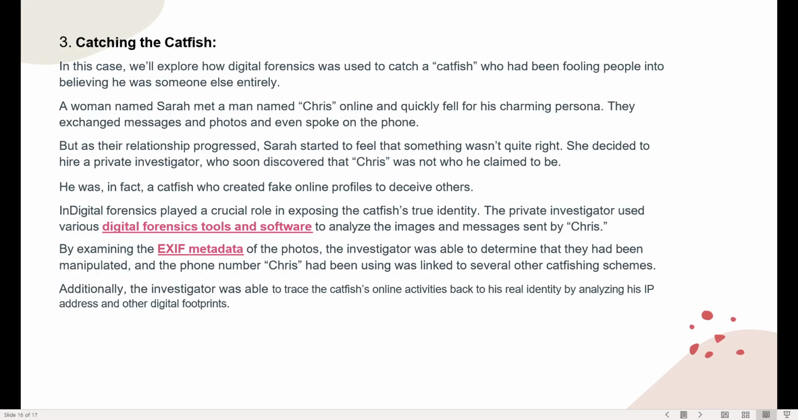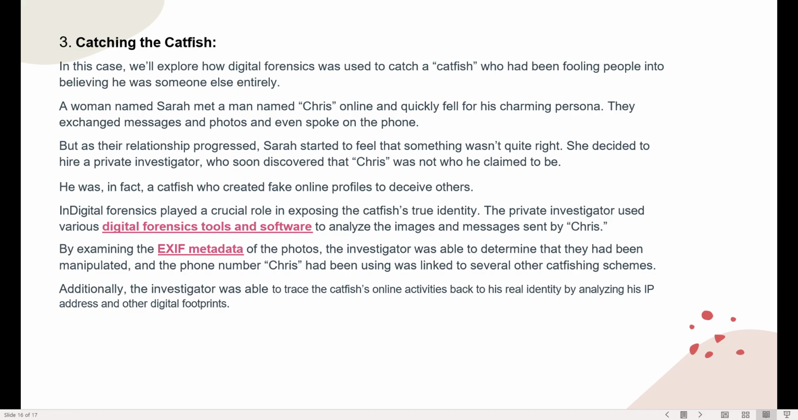The third is catching the catfish. Nowadays the catfish problem is very common. For example, if you're talking to a person on the internet, he or she may claim to be some other person. So when you meet them in real life, it is quite the opposite of what you expected. So basically this is the catfishing process.